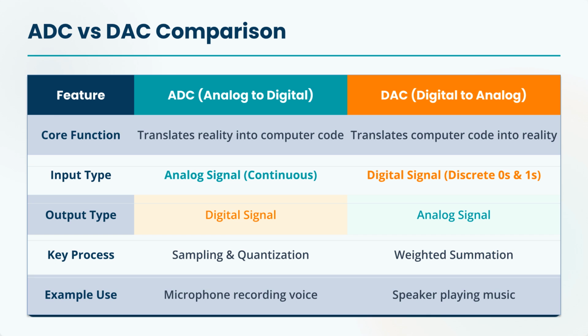In summary, an ADC translates reality into computer code, while a DAC translates computer code back into reality. ADC inputs are analog, and outputs are digital. DAC inputs are digital, and outputs are analog. These two converters are essential opposites in digital electronics.